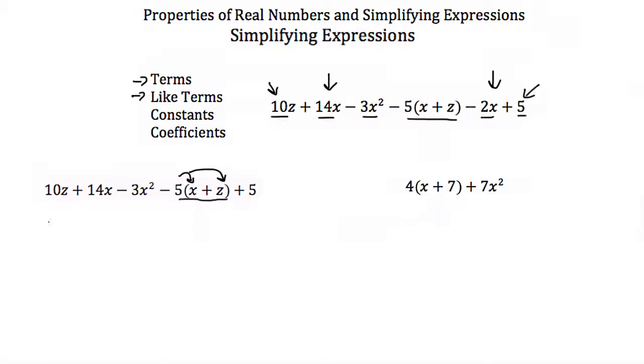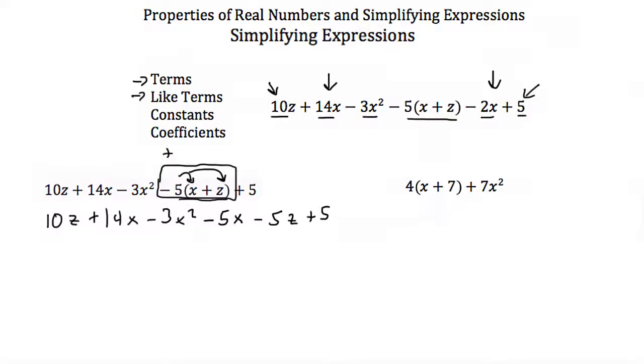So what we're going to get is 10z plus 14x minus 3x squared minus 5x minus 5z plus 5. Now the reason why we have a minus 5z here is to think of this as a plus negative 5 times (x plus z). So this negative 5 would go in and get multiplied by both the x and z.